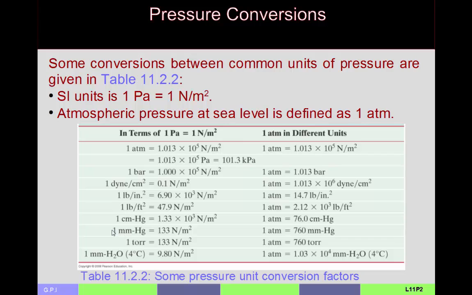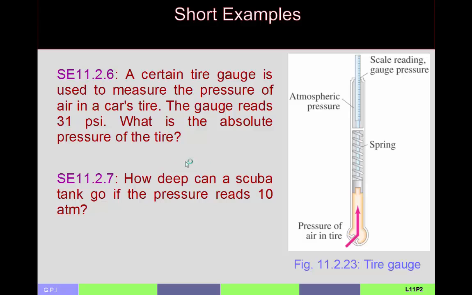Torr, millimeters of mercury, atmospheres. All of those are shown here in this conversion table. Of course, the SI unit again is pascals, which is the equivalent to a Newton per meter squared. Let's look at a couple examples of gauge and absolute pressure.